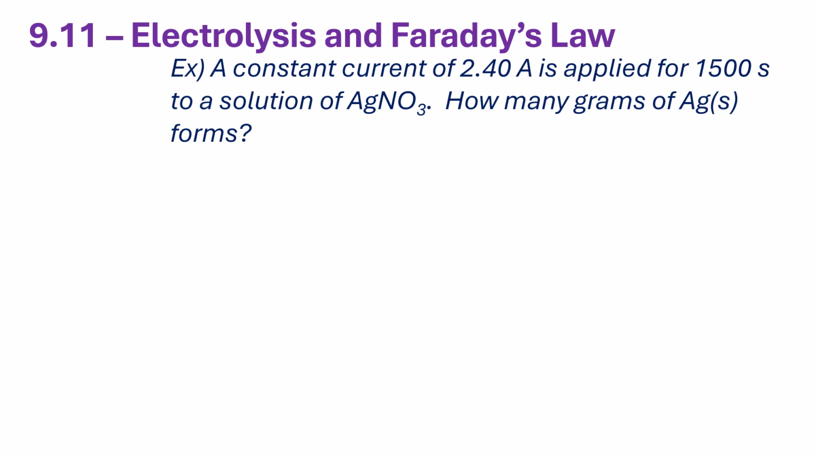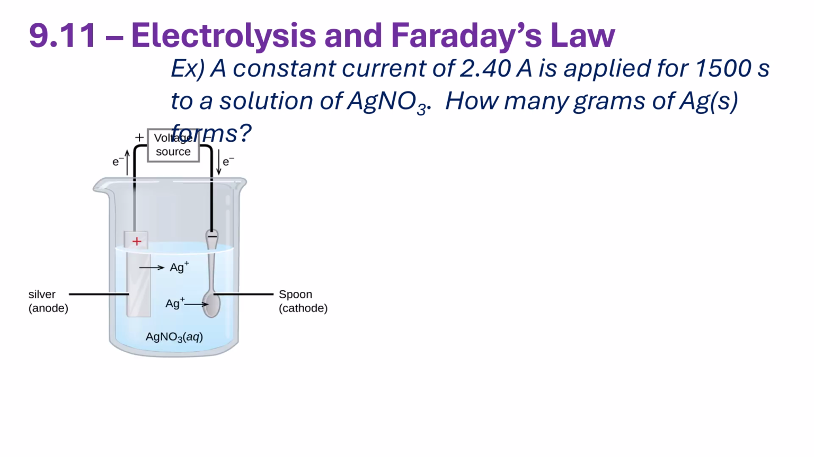A constant current of 2.40 amperes is applied for 1,500 seconds to a solution of silver nitrate. How many grams of silver solid forms? So if you remember what electrolysis looks like, it's a little different. We could be, for example, plating silver onto a metal spoon.